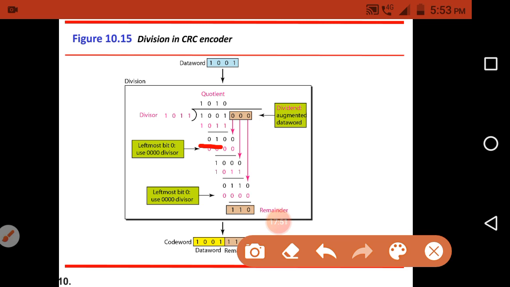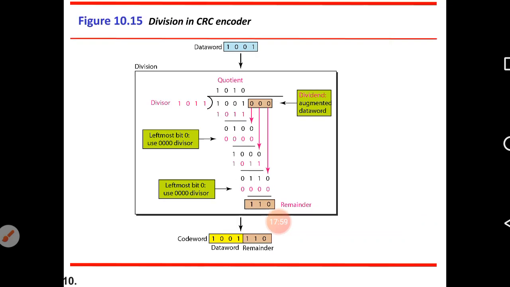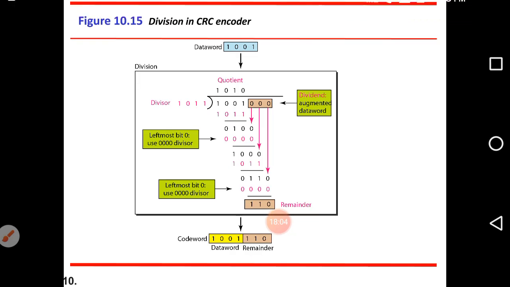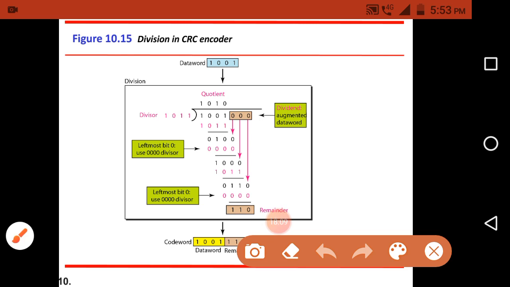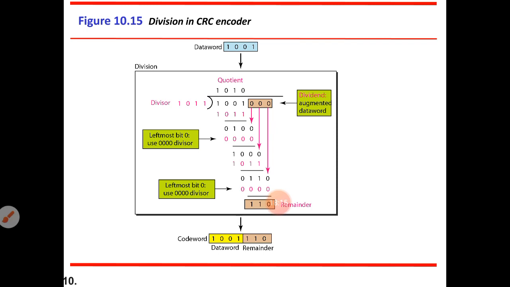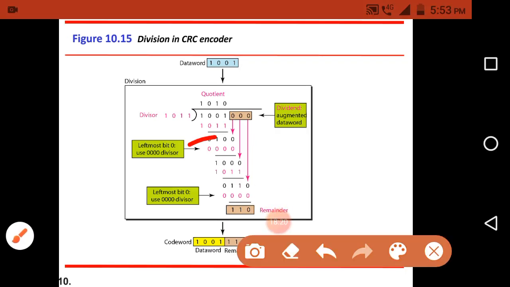But here the size of the divisor is 4 bits, so we need to pull down one of the bits from the dividend and make the remainder 4 bits. In the next step we have to use that remainder as a dividend. But the problem here is that the leftmost bit is 0 and the leftmost bit of the divisor is 1. So how do we perform the division operation here?